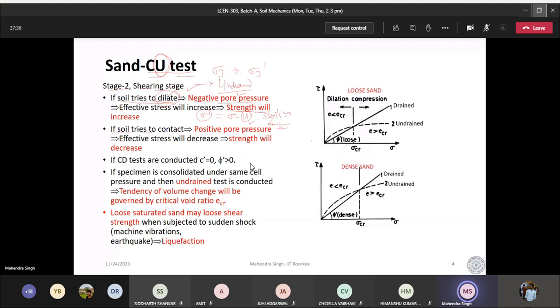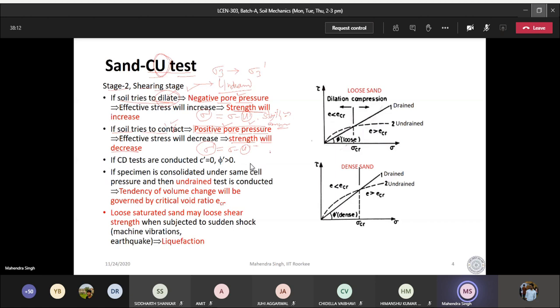Conversely, if the soil is trying to contract, to reduce in volume, it will try to squeeze out water, but water is not allowed to be squeezed out. So there will be pore water pressure, a positive pore water pressure. Once there is a positive pore water pressure, effective stress will be sigma minus U. Here U is positive, so effective stress will be reduced, so strength will be reduced.